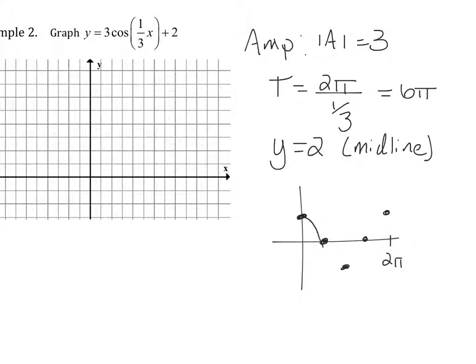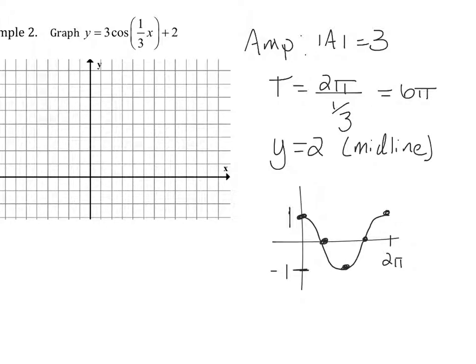So we still have this idea of 4 parts of the graph. We go from maximum to midline, midline to minimum, minimum to midline, and then midline to maximum. So that's what a regular cosine graph looks like. Of course, this is 1 and this is -1. So we want to use that idea of what one period of a cosine function looks like.